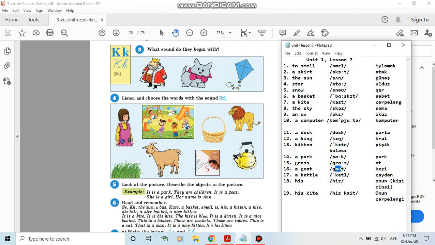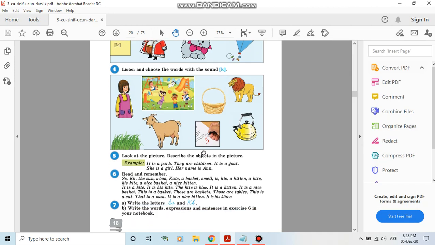Keçi deməkdir goat. It's a note. Note. Qeyd deməkdir. It doesn't have the sound K. It's a kettle. Bu çaydandır. Kettle. It has the sound K. So, children, park, basket, and kettle. These three words have the sound K. Bu üç söz k səsi var tərkibində.